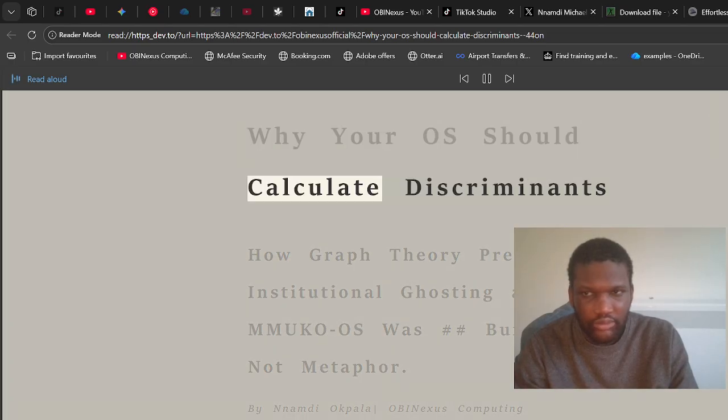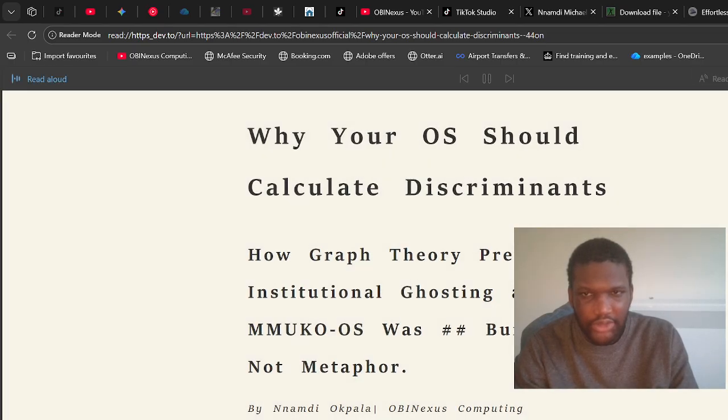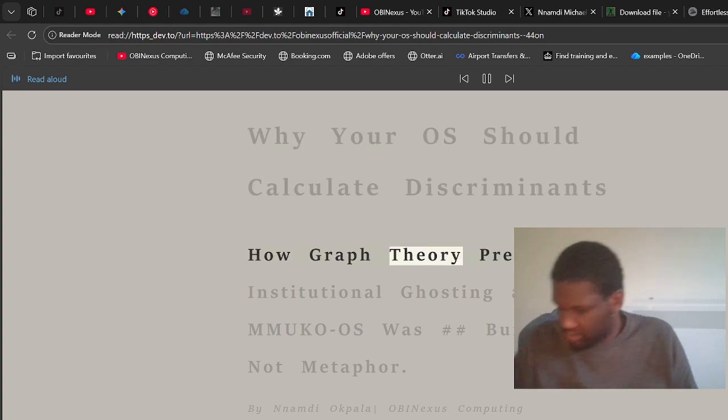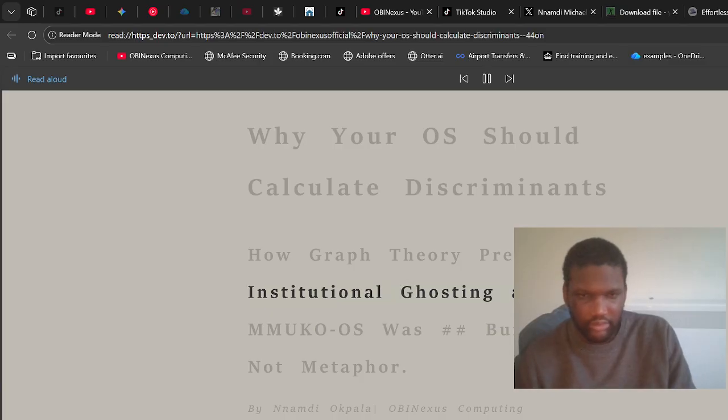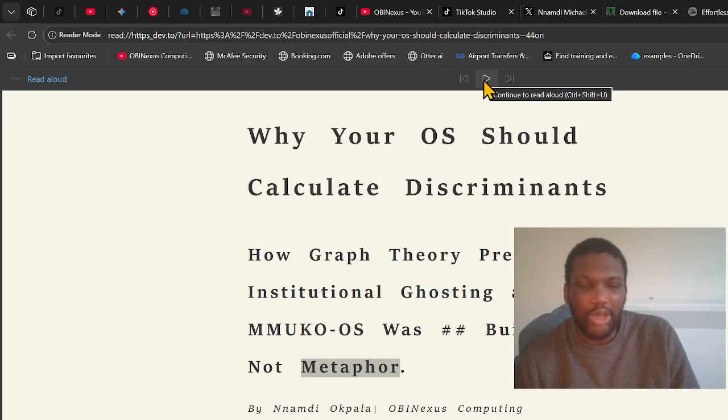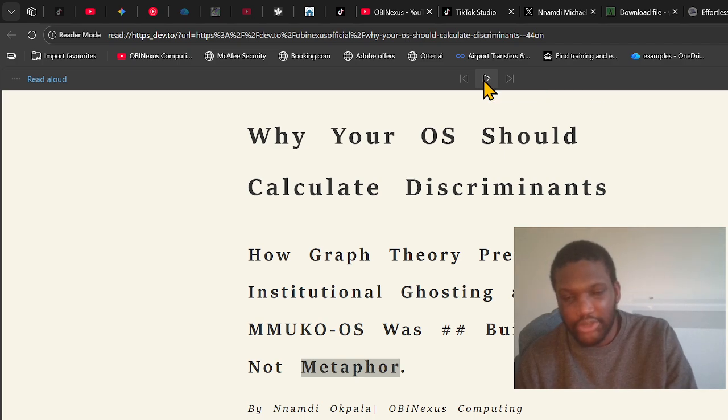Why your OS should calculate discriminants: how graph theory prevents institutional ghosting and why MMUKO was built on physics, not metaphor. Okay, so it was built on physics and spring theory. So this method is half stance, half no stance. If it's half true, it's half fake. If it's real, it's fake. If it's half fake, it's half real. If it's a lie, it's true. Etc. This is the polarity concept.